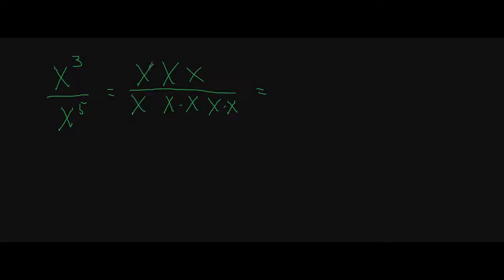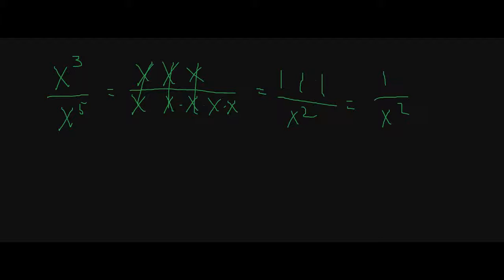So I'm going to just scroll down here and start fresh. We have x to the third divided by x to the fifth. I'm going to expand this out: x times x times x divided by x to the fifth, so we're going to have 5 x's on the bottom. x divided by x is just 1, three times, and then we're left with 2 x's on the bottom. So we get 1 over x squared.